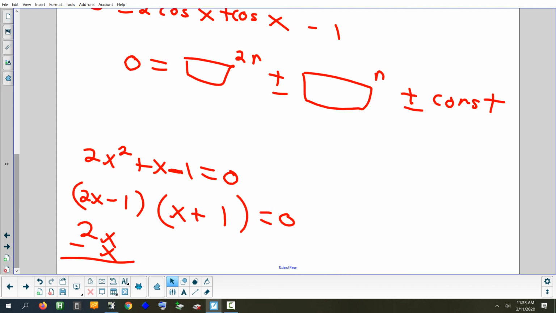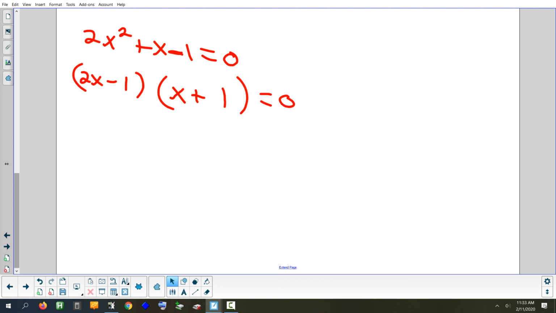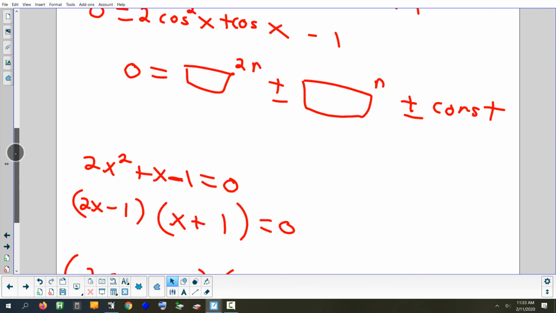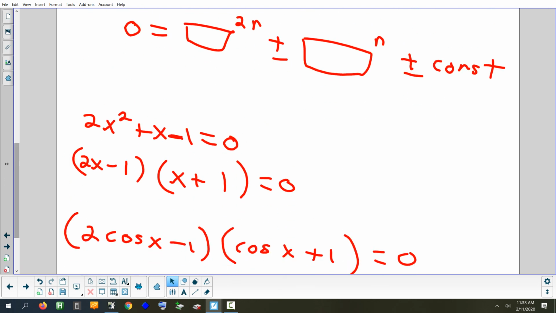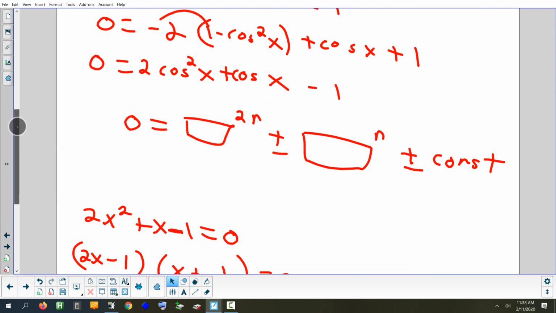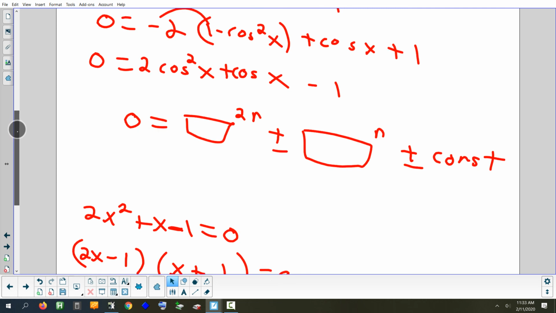So that's not really our problem, because we took the cosine out. Our problem is really 2 what? 2 cosine. And what about the other factor? Plus 1. So this one I did a little different, just showing you can factor it with the x's and then change it back after. Depends what you're more comfortable with. Questions on that?